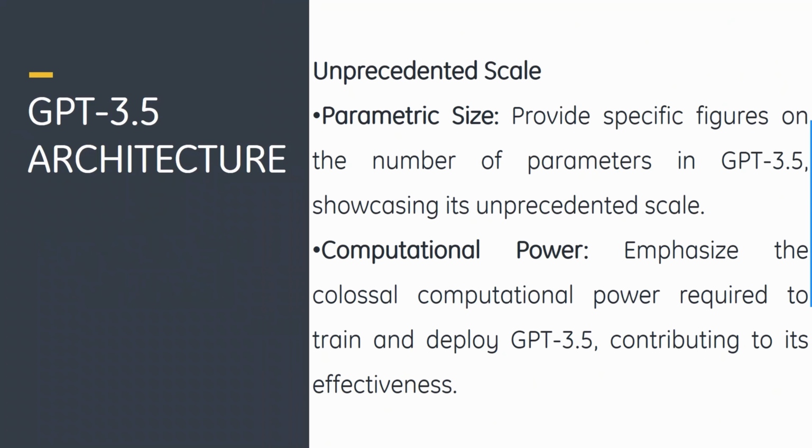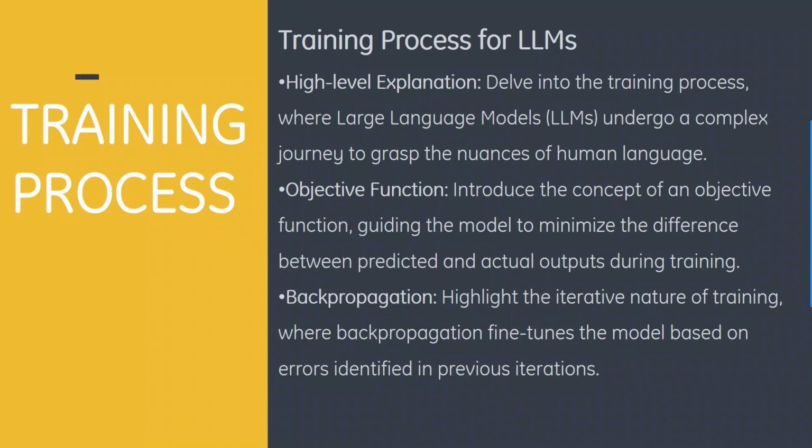Then we have unprecedented scale. One is parametric size: provide specific figures on the number of parameters in GPT 3.5, showcasing its unprecedented scale. Then we have computational power: emphasize the colossal computational power required to train and deploy GPT 3.5, contributing to its effectiveness.